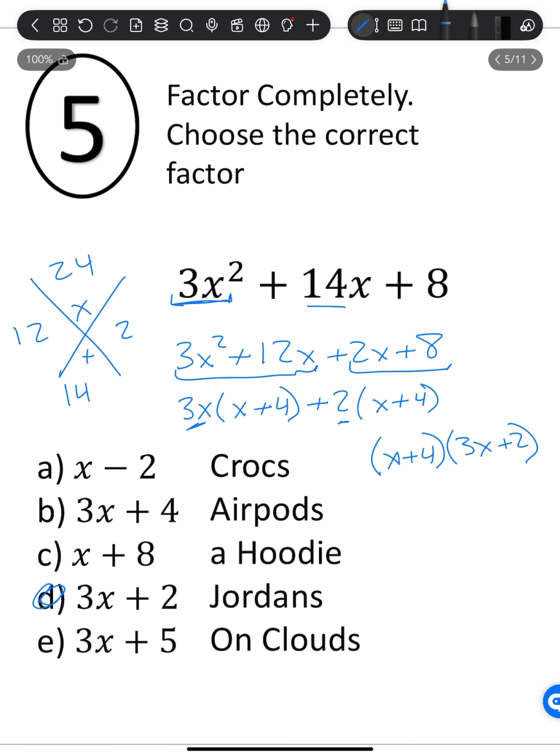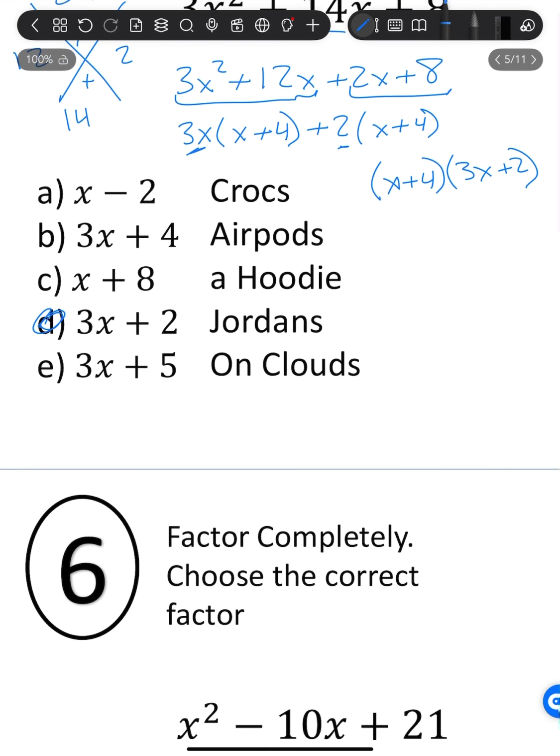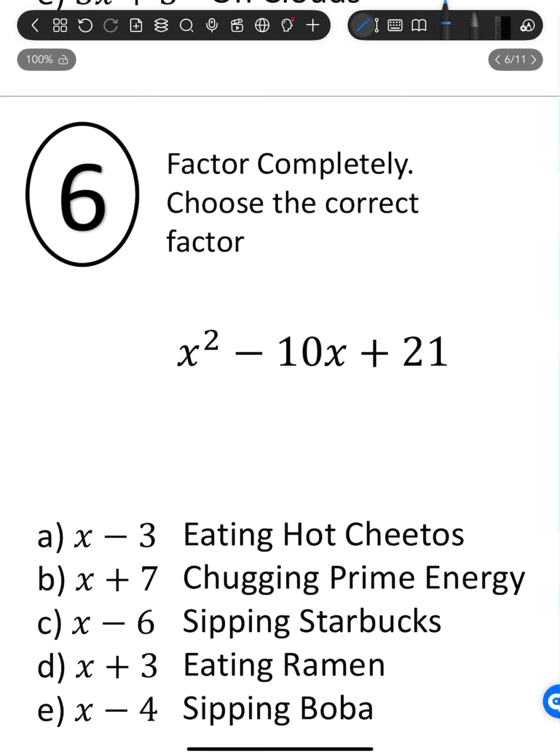Which we're going to match in here at D. Alright, number 6. Okay, key sign here. We have a leading coefficient that's 1. So I'm going to use the simple method. So once I find these two numbers, then I'm just going to plug those in.